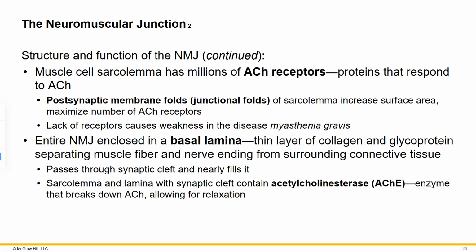Lack of receptors causes weakness in the disease myasthenia gravis. The entire neuromuscular junction is enclosed in a basal lamina, a thin layer of collagen and glycoprotein separating the muscle fiber and nerve ending from the surrounding connective tissue, which passes through the synaptic cleft and nearly fills it. The sarcolemma and lamina within the synaptic cleft contain acetylcholinesterase, an enzyme that breaks down acetylcholine, allowing for relaxation.